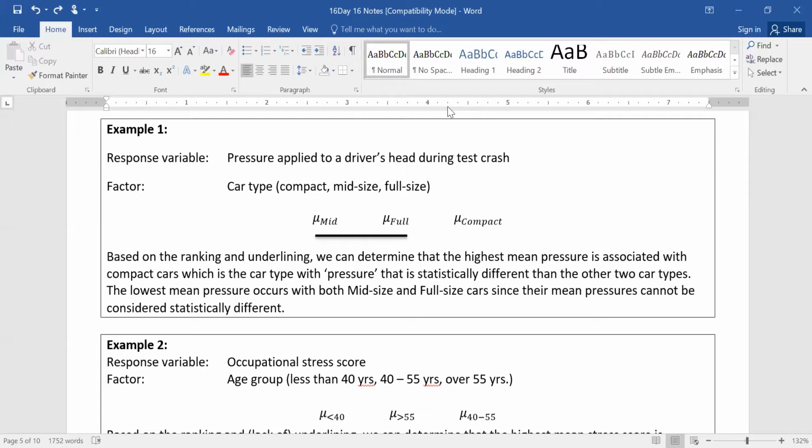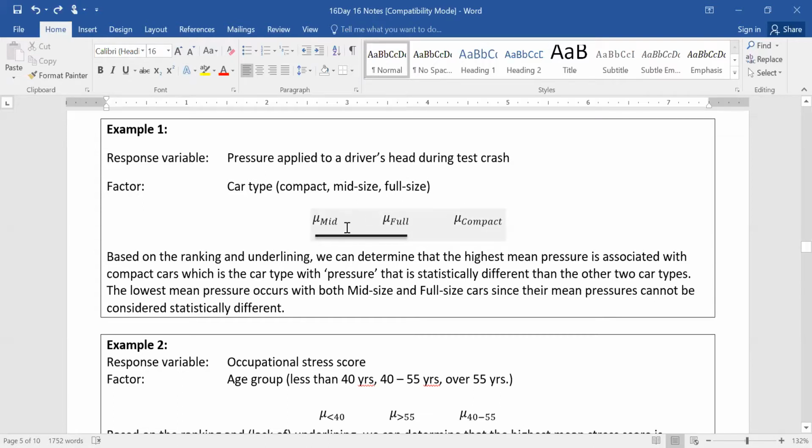So we're looking at a value, right? A numerical value to associate with this pressure applied, right? So that's my response variable, and my factor is the car type. So we have 3 different groups: compact, midsize, and full size. So look at right here in the middle. You can see the ranked means. So this means that my sample mean for the midsize was the lowest, full size was in the middle, and then compact was the highest. So think about what you're talking about. Pressure applied to a driver's head. That's not good, right? It had the highest amount here. So that's just ranking the means. That's what we did last class.